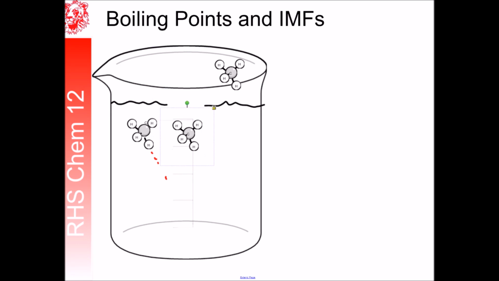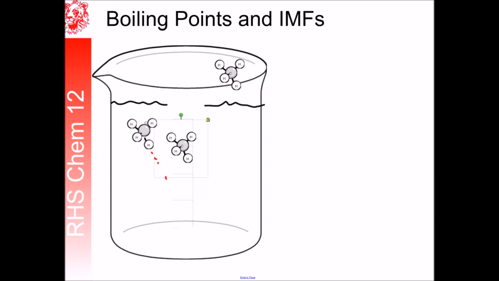If this is going to boil, it's going to have to vibrate so strongly that it breaks its bonds to its fellow neighbors and is able to escape. If those bonds are weak, then you won't have to vibrate very much. You can do that at cold temperatures and the boiling point will be low.